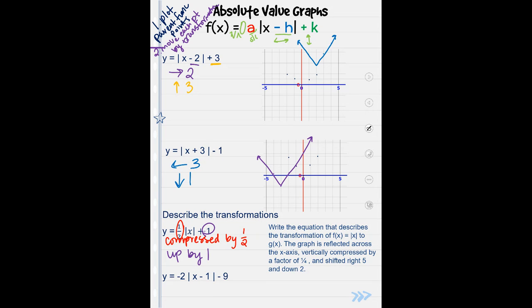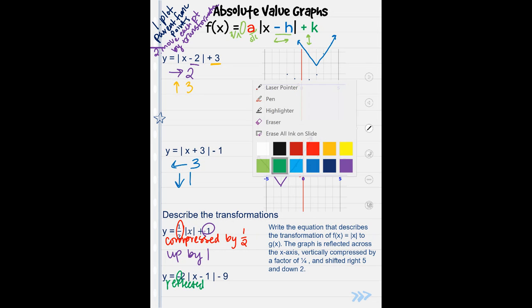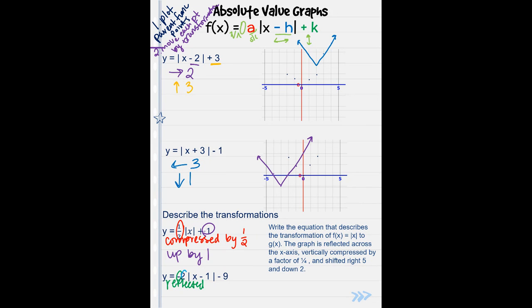So let's start with the negative out here. Remember what that tells us? It tells us it's reflected. And you can write reflected. I'm cool with that. And then if this number is a whole number, not a fraction, then we're going to say it's stretched by 2. Okay.